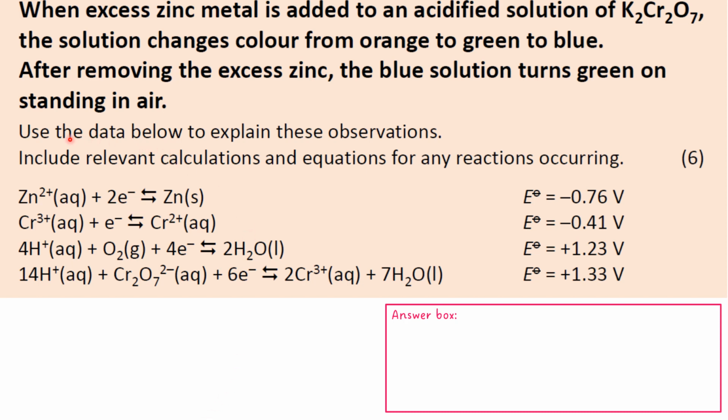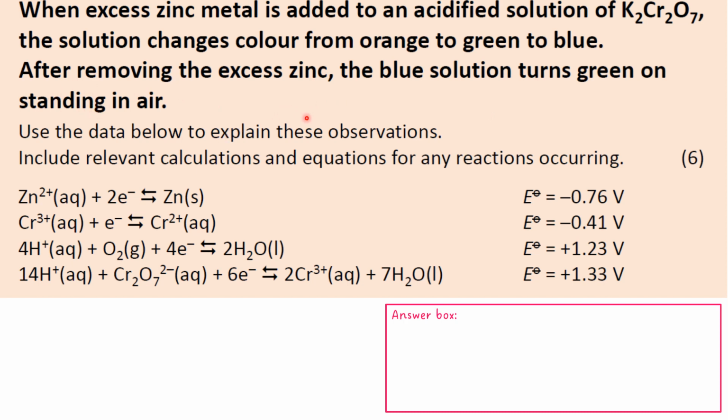They want you to use the data, so what they mean by that is obviously the electrode potential data. They want you to explain the observations. So there's quite a lot going on, isn't there? Orange to green to blue, and then blue back to green. And it also says it's standing in air.